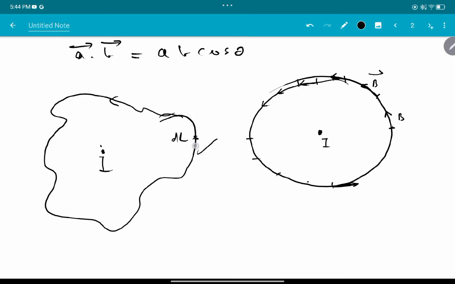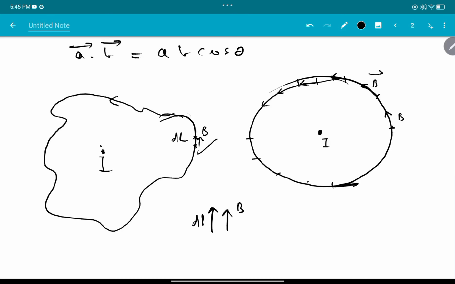Now, consider one element of this loop, dl, and look for the magnetic field at this point where this element is located. The magnetic field is, say, in this direction. So we have loop element dl like this, magnetic field like this. There is parallelism between the two. Hence, the magnetic field is parallel to dl.